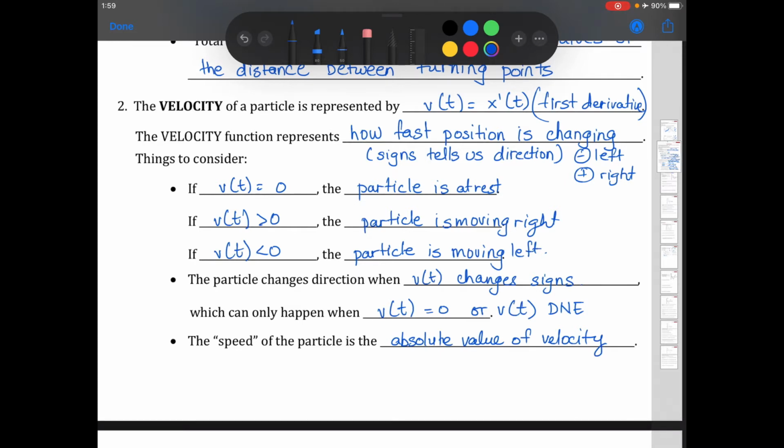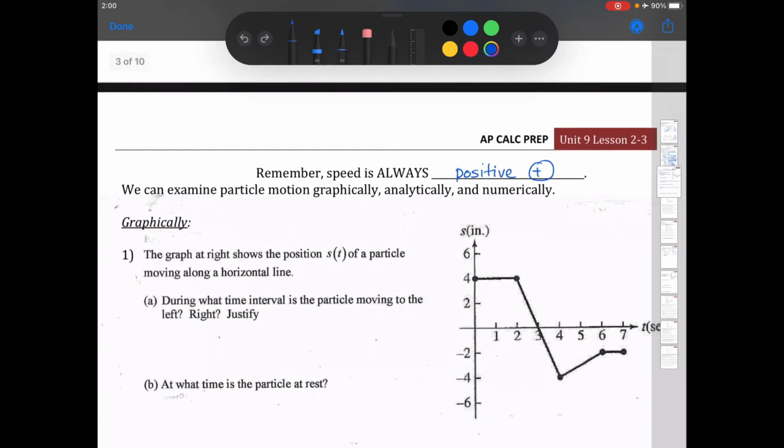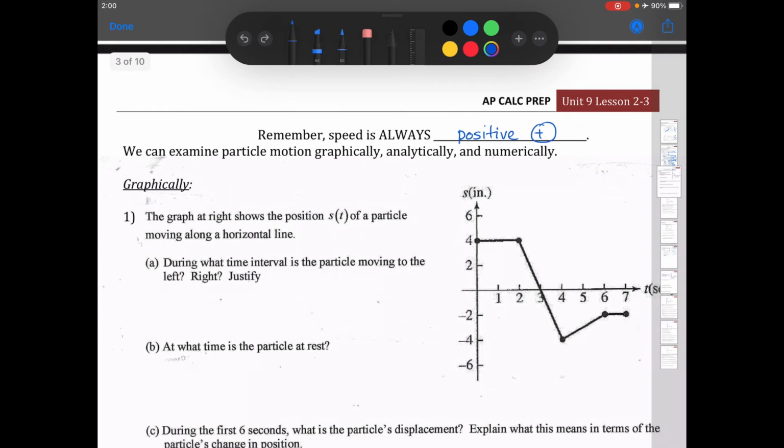And the last thing that I want to talk about, speed. Whenever we say speed, we are basically asking for the numerical part of velocity. It is the absolute value of the velocity, and speed can never be negative because we said it's the absolute value part. So remember, speed is always positive. We can examine particle motion graphically, analytically, and numerically. Today we're going to be focusing just on the graphical aspect of it.